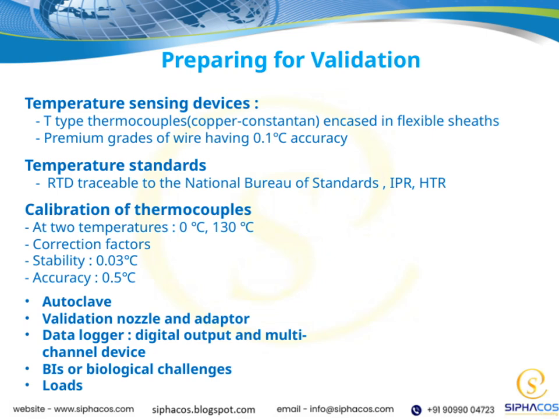When calibrating thermocouples, we do so at two key temperatures, 0 degrees C and 130 degrees C. We apply correction factors to account for any deviations, and we ensure the stability of the sensors within 0.03 degrees C with an overall accuracy of 0.5 degrees C. Finally, preparing for validation involves meticulous calibration and setup to ensure all components work harmoniously. This thorough preparation helps us maintain high standards and confidence in our sterilization process.